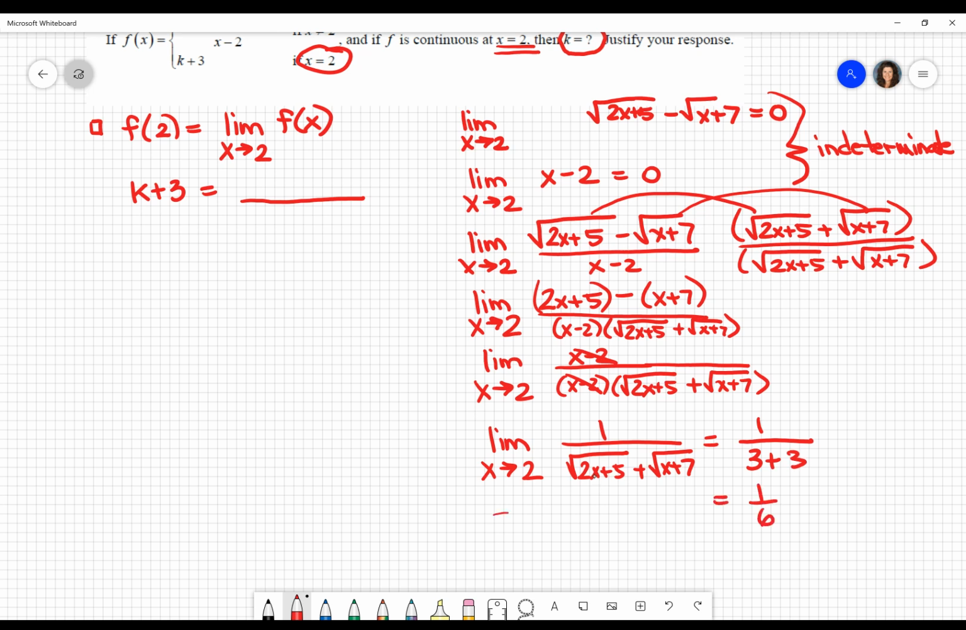So now I'm going to go right back up here. And so k plus 3 must be equivalent to 1/6. So then I will get k. Subtracting 3, it's going to be negative 2 and 5/6. Woo! That was some serious algebra there, folks.